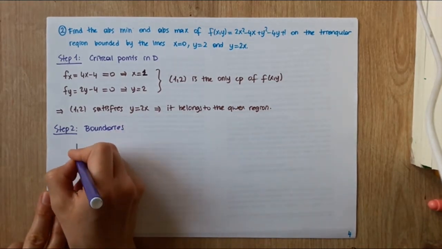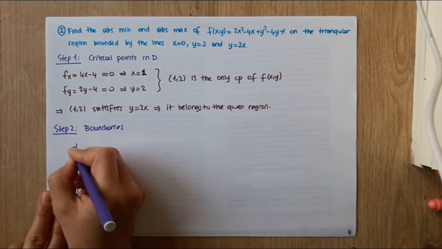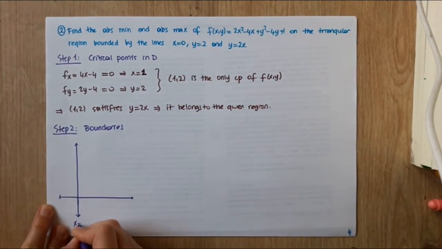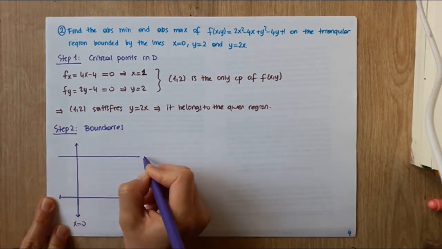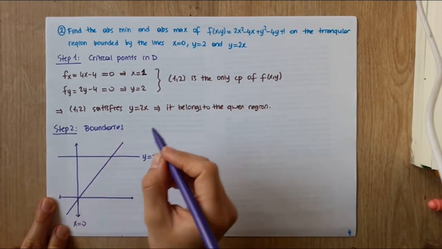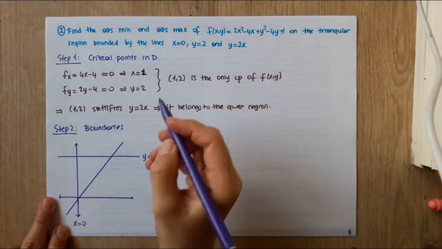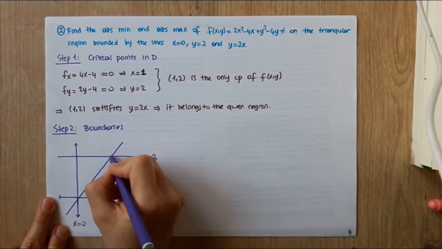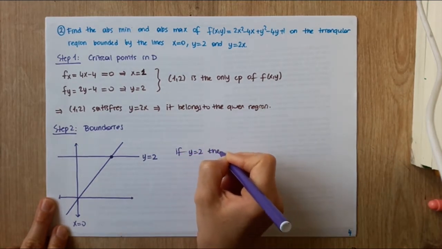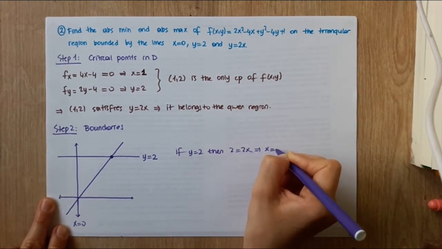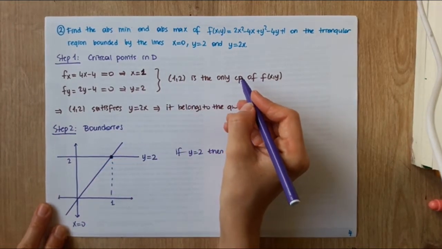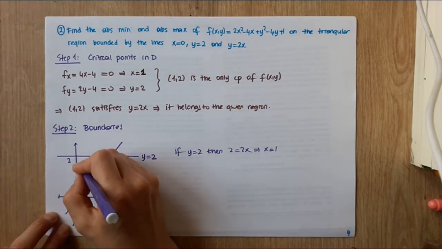To do this, first of all, we should obtain the given region. Okay, so I have x is 0, this is the x is 0 line, and y is 2 line here, and y is 2x. It is a line passing through (0, 0) and has slope 2. So when y is 2, to find this intersection point, 2 equals 2x, so x is 1. So here is the point (1, 2), and this is also the critical point we found in the first step. So this is our region, okay?